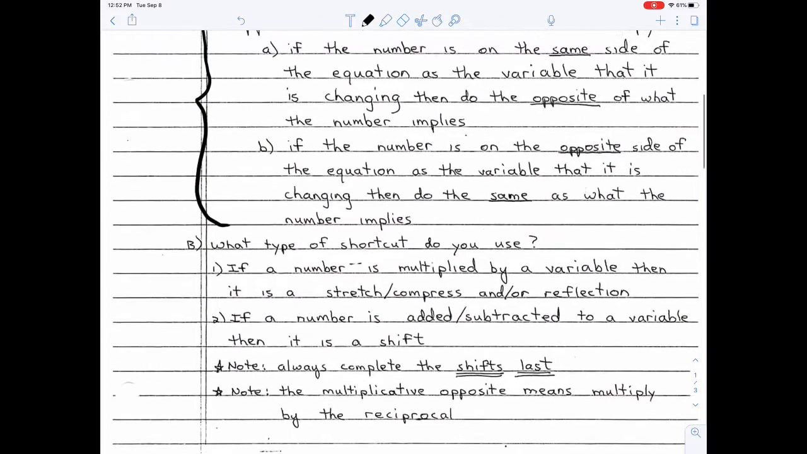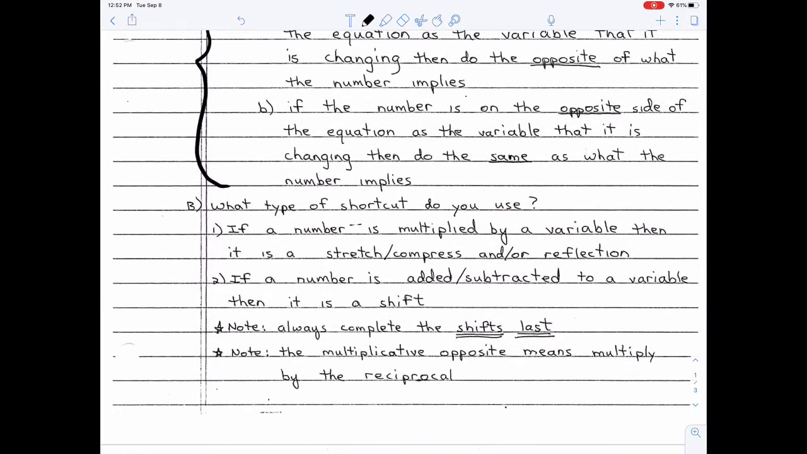So then what's new? This is what's new right here. If a number is multiplied by a variable, then it is stretched, compressed, or reflected. Now, I wouldn't worry about knowing whether it's a stretch, a compression, or a reflection. This is what I would say. You're just multiplying by a number. Do you multiply by the number that's there, or do you multiply by the reciprocal of the number that's there? I never even used the word divide here.